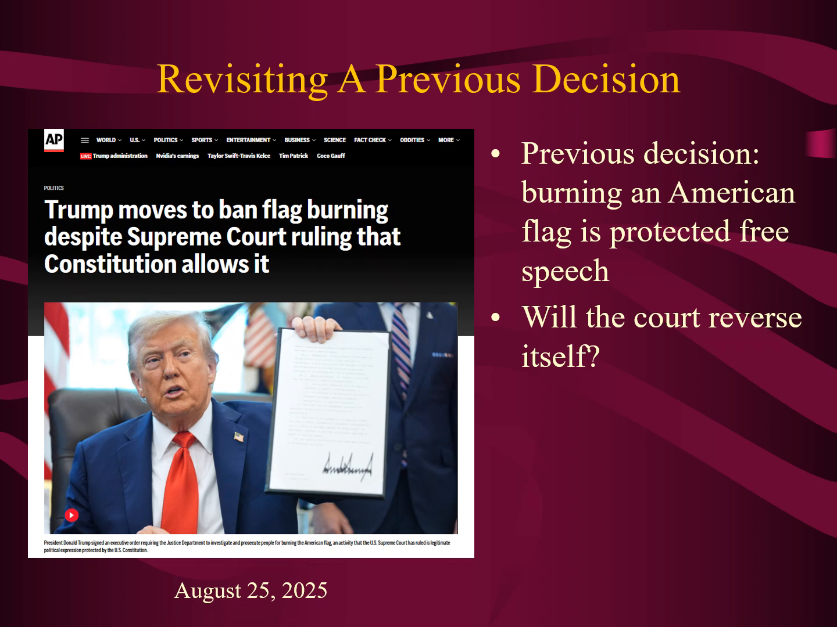That court case from 1989 demonstrated that the Supreme Court at that time believed that burning an American flag was a protected form of free speech. Recently, the Trump administration has issued an executive order banning flag burning. Sometimes the Supreme Court reverses itself. We'll see what happens in this case, possibly over the course of this semester.